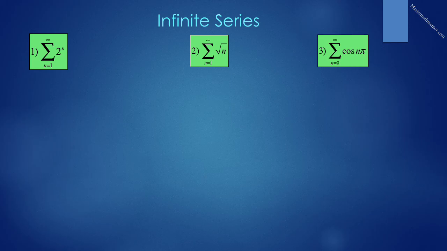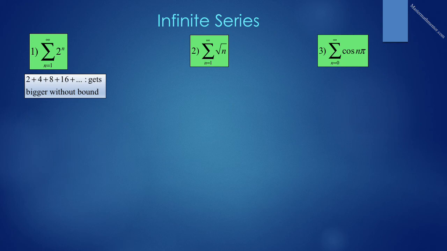Divergent infinite series are usually easy to spot. When you write out the terms, it becomes quite clear that it is divergent. For problems 1 through 3, explain why these infinite series are divergent. 1. The summation n equals 1 to infinity of 2 to the n is 2 plus 4 plus 8 plus 16 plus .... It is obvious that these terms get bigger without bound, and therefore the sum will get bigger without bound.